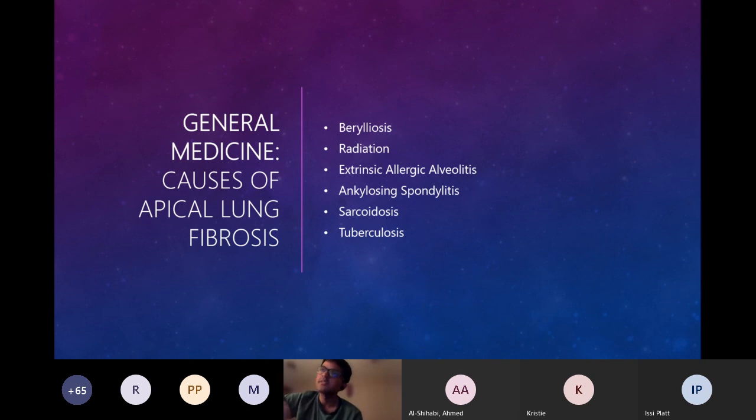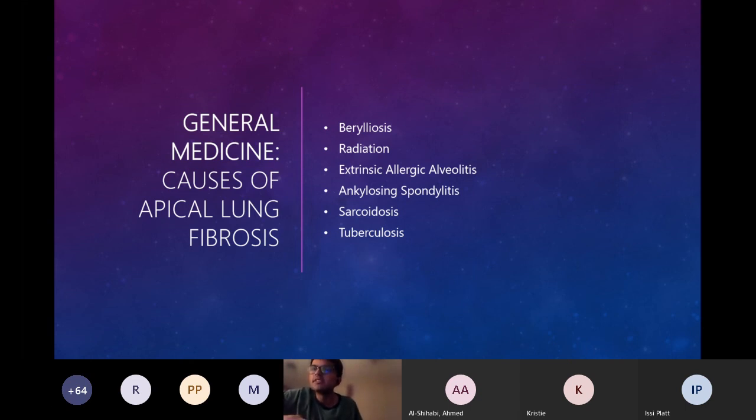Tuberculosis is a classical cause, so that's an infectious cause. Pneumoconiosis, yeah. Borreliosis is more common. So all of these allergic ones you can classify into extrinsic allergic alveolitis. But yeah, there's a good acronym. That's a bit rude, so I won't read it out.